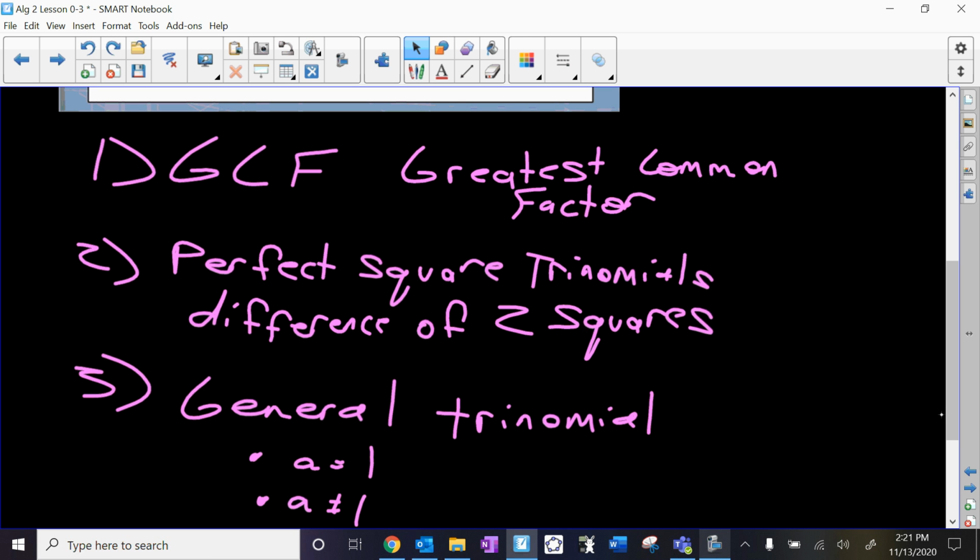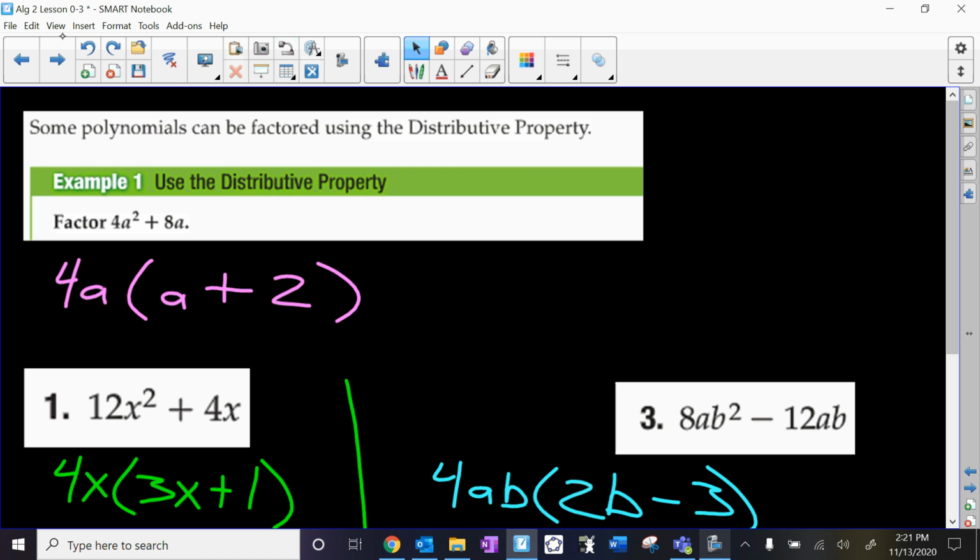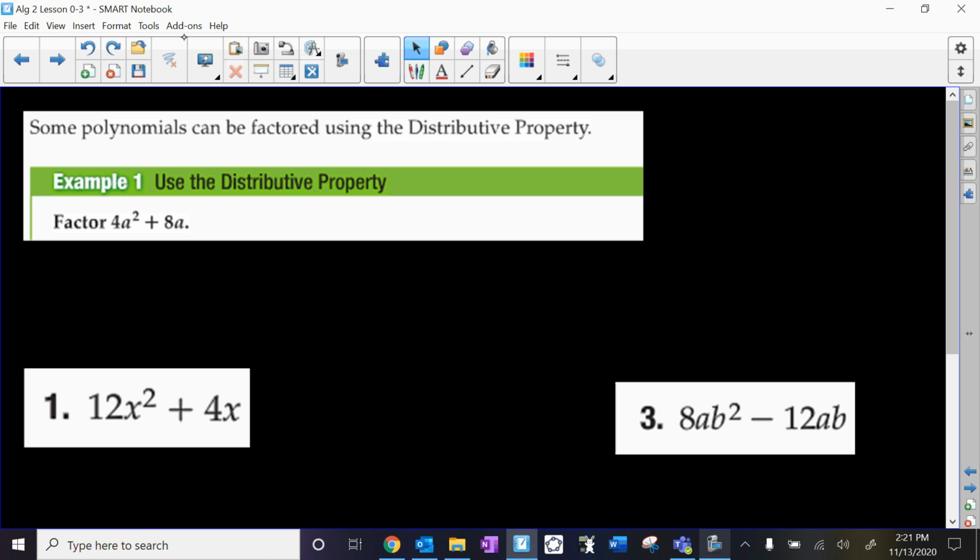After that, I'm going to look at some special cases, which I call a perfect square trinomial, or a difference of two squares. And then if neither one of those options work, I'm off to a general trinomial where a is equal to 1 or a does not equal 1. So let's start simple by looking at greatest common factors.